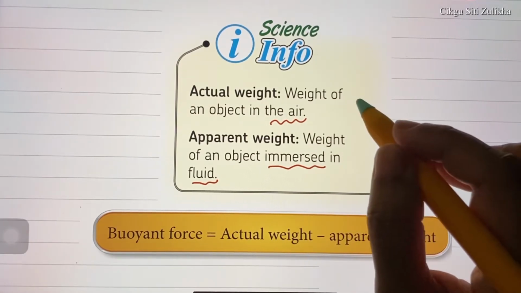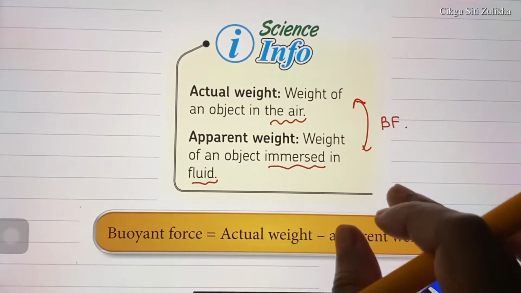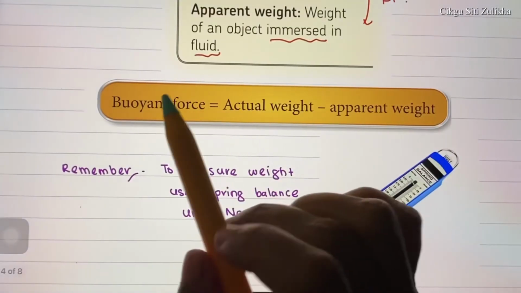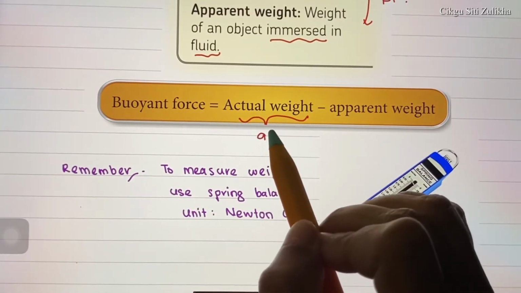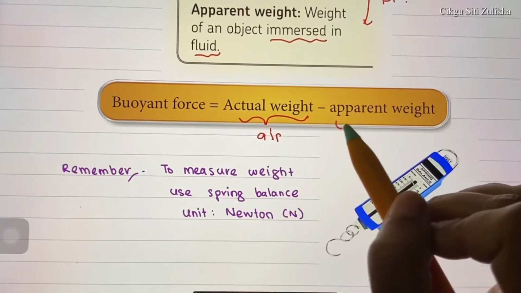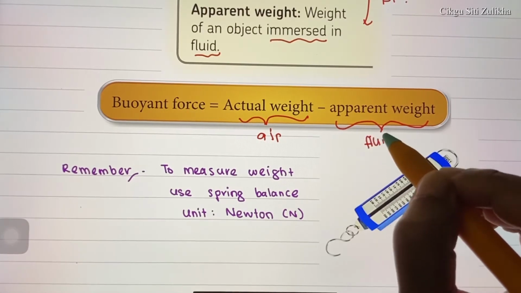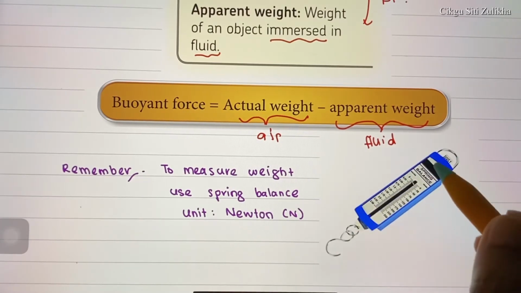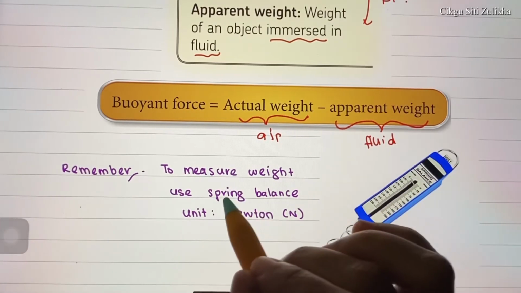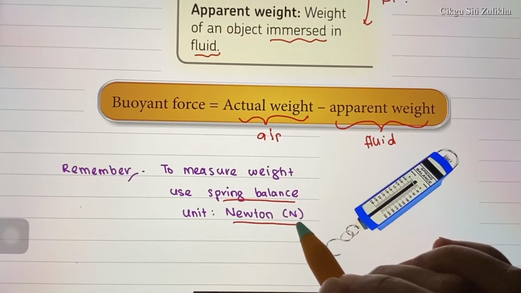So, actually, by using these two, we can find the buoyant force. Now, how to calculate the buoyant force? Buoyant force equals actual weight, ini weight inside the air, kita tolak dengan apparent weight, iaitu weight di dalam cecair. Now, remember, untuk measure weight, kita akan pakai this thing. Apa dia ni? Ini adalah spring balance. And the unit of the spring balance is Newton. Alright, now we go to the next page.